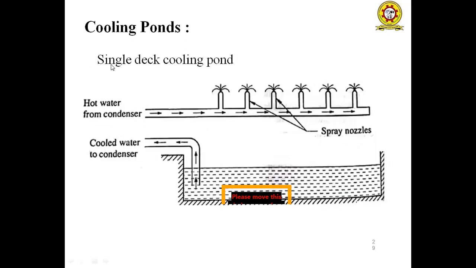Next one is the single deck cooling pond. So this is a single deck cooling pond. In a single deck arranged system, there will be some elevation of the spray ponds. It is a more effective cooling system than the double deck cooling system. In this system, the warm water received from the condenser is sprayed through the nozzles over a large pond surface area, and the cooling effect is obtained by evaporation and windage. By evaporation and windage, the hot water is cooled into cool water. This cool water is sent into the condenser again for the recycling process.